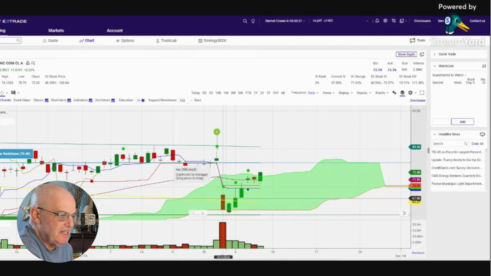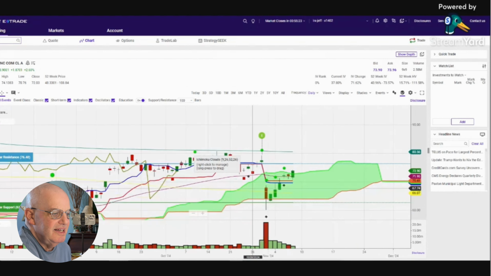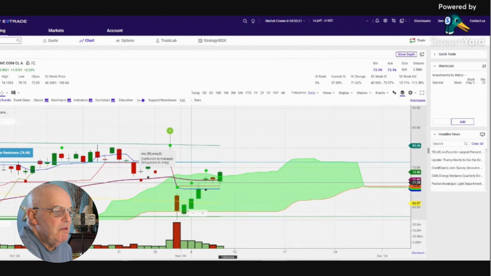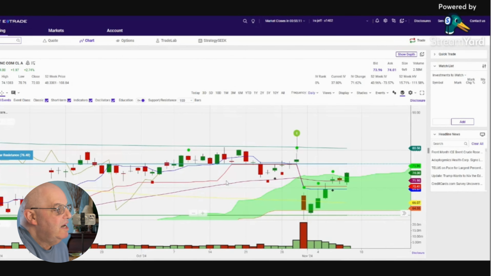So here's the rules again. It's in the cloud. You see the blue line is the conversion line, the red line is the baseline. But for a long, I want the blue above the red. In this case, the red is above the blue, so it's not a trade. The lag line is okay, it's pointing up.